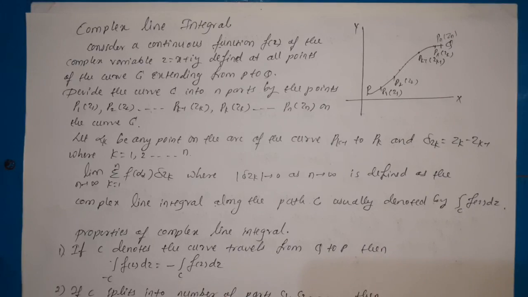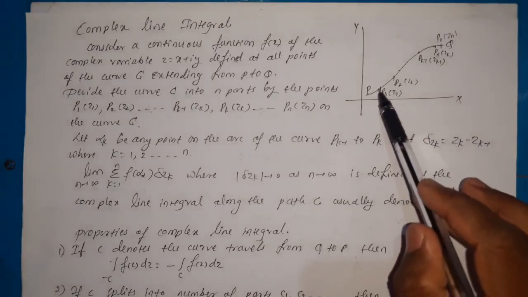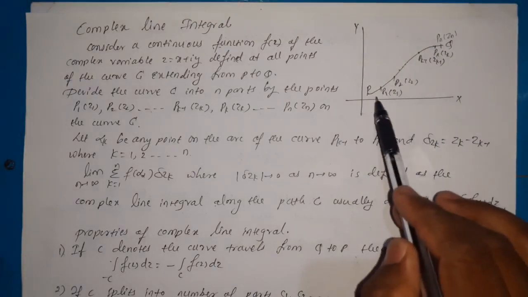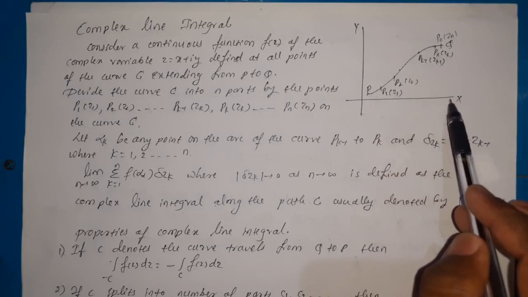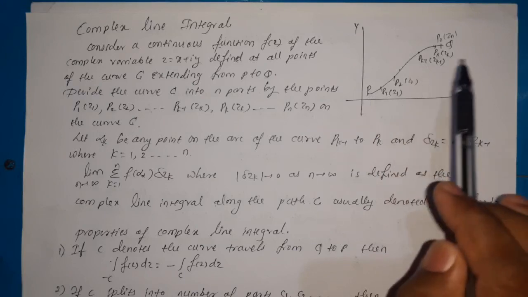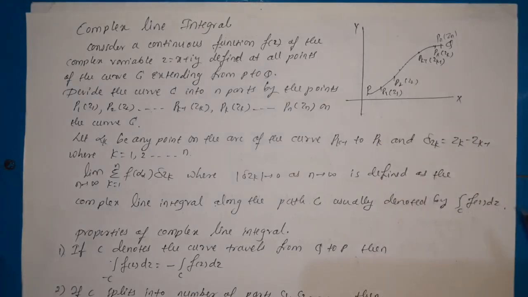Here also we are finding the area under the curve PQ, right? That is the area bounded by this curve with the axis, but here we are not considering the x and y axes; we are considering the z plane, that is the Argand plane, with the imaginary line and the real line.